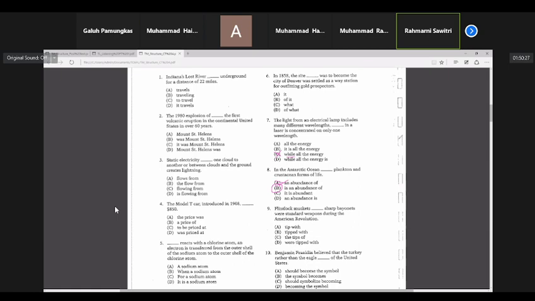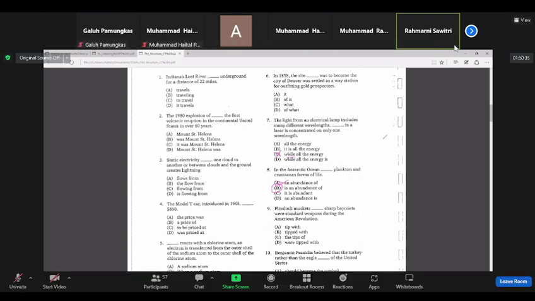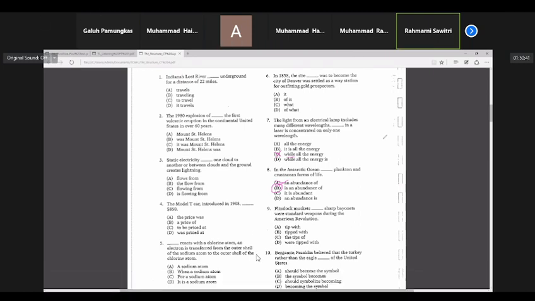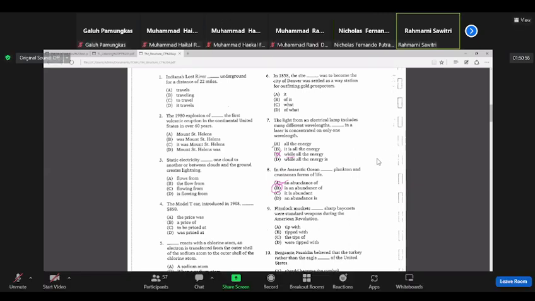And then for number 9 we have Muhammad Randi Dava. Nicholas Fernando. Yes, Miss. Number 9 ya, Miss. Yes, number 9. C, Miss. C. Flintlock muskets. The tips of sharp bayonets were standard weapons.